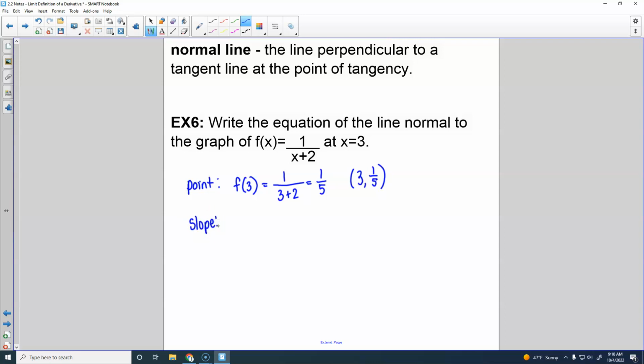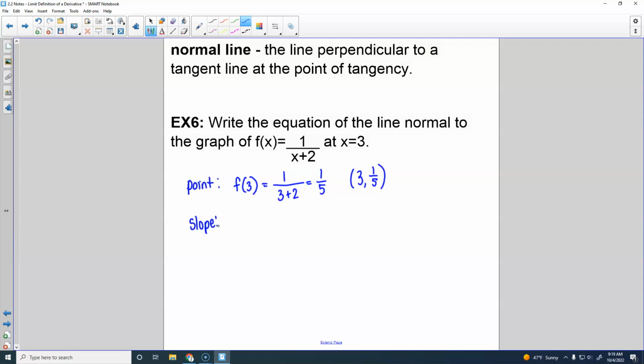Our slope is going to be almost like we have done before. We're going to use the derivative to find the slope at that point, but the derivative gives us the slope of the tangent line. So once we get that, what do we have to do for a normal line? If it's perpendicular, what do we do? Kind of the opposite. What have you got to do to the number? Like if we have 2/3, what have we got to do to it?